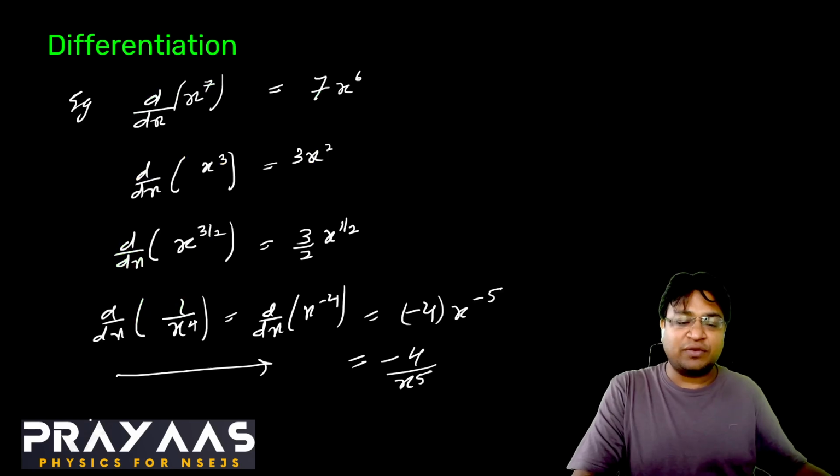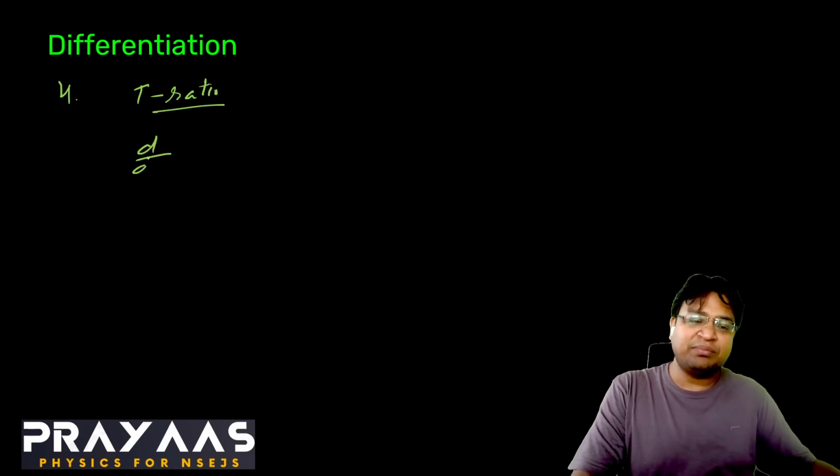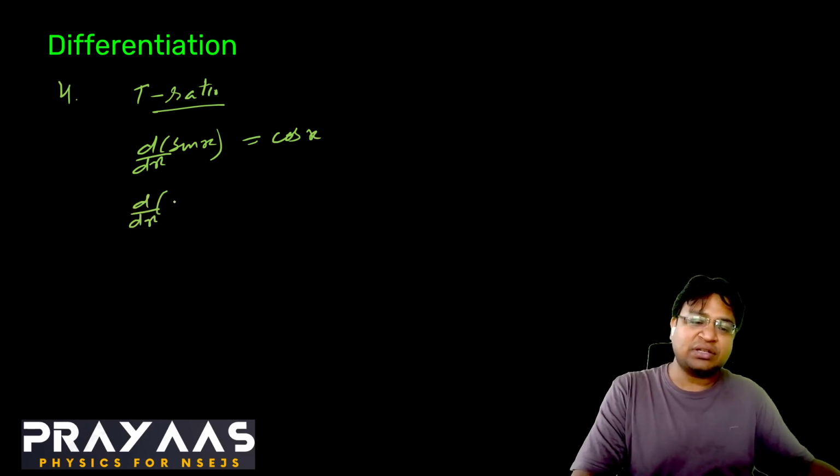So this is the third formula that we've written. Now we will write a fourth formula. The fourth formula is the differentiation of trigonometric ratios. So d by dx of sine x is cos x. You have to remember this, everyone. D by dx of cos x would be minus sin x.